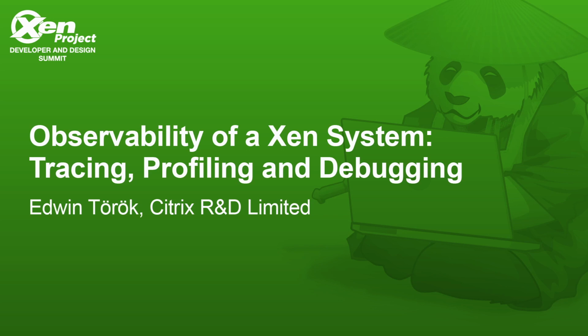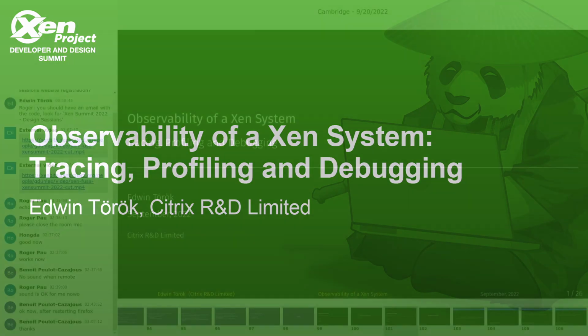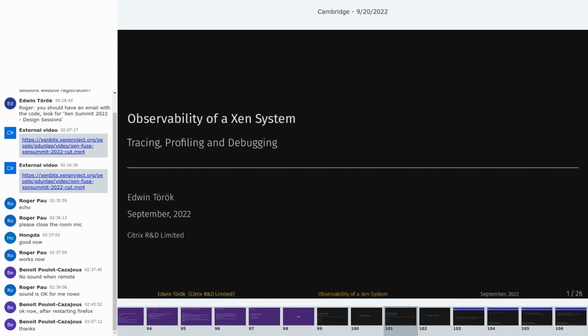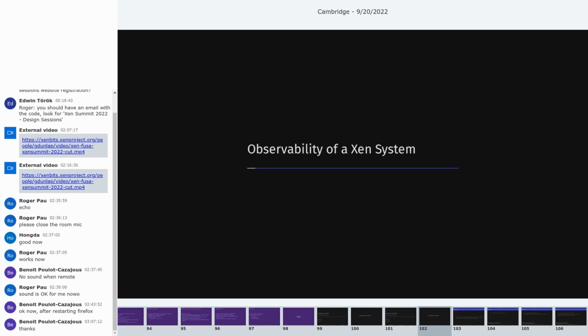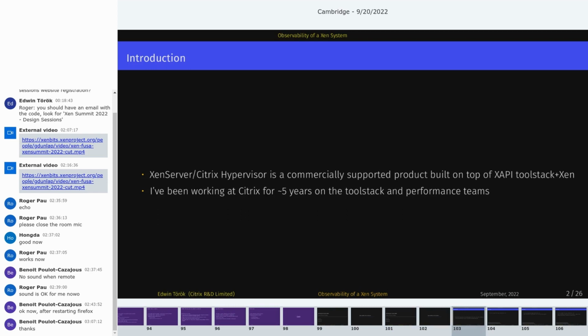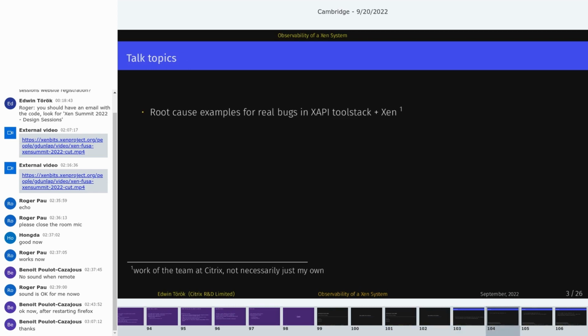Welcome everyone to my talk on observability on Xen systems. I'm going to talk specifically about Citrix Hypervisor and XenServer, which is built on top of Xen and the XAPI project, so it's a continuation from what Paul has been talking about previously. This is the work that we've been doing at Citrix for the past 5 years since I started there, so it includes things that have been done by other members of the Citrix team.